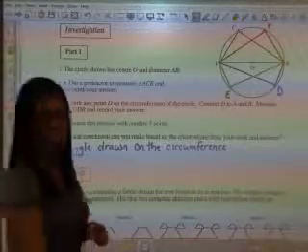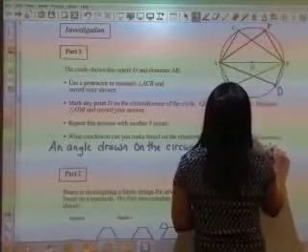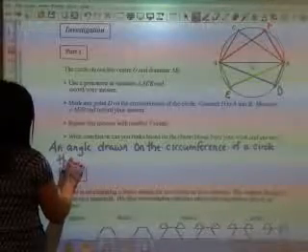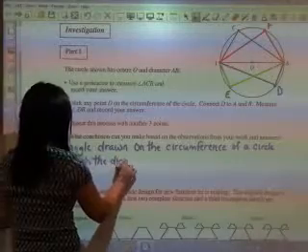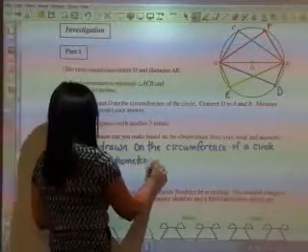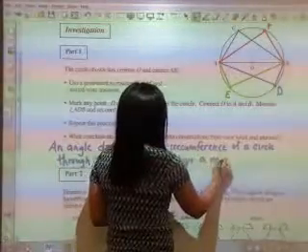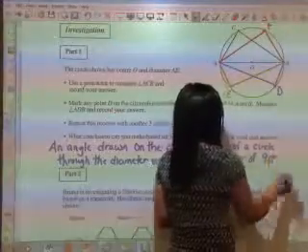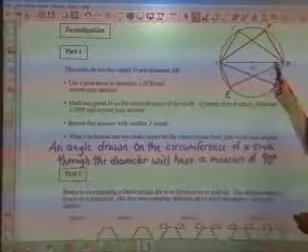So an angle drawn on the circumference of a circle through the diameter will have a measure of 90 degrees. So the angle is on the circumference of the circle and it had to go through the diameter.